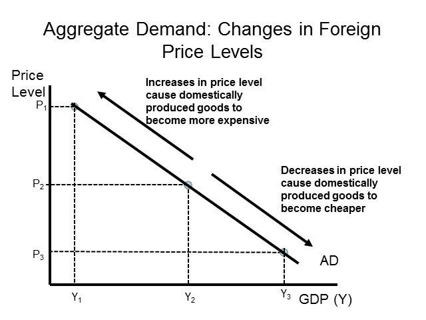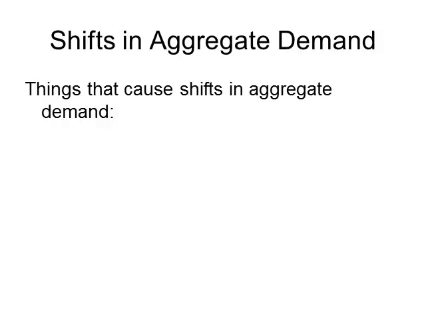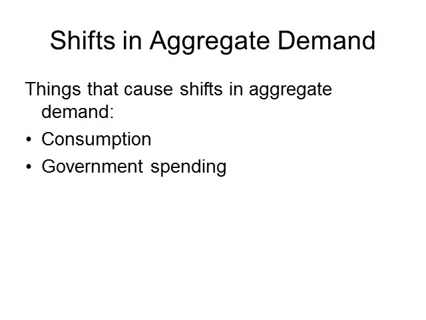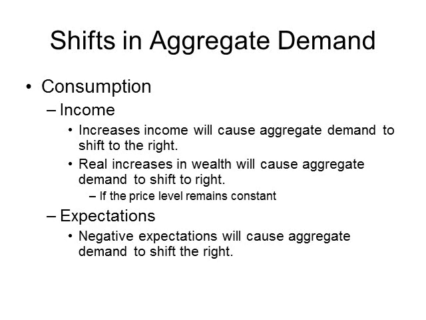Increases in the price level will also cause domestically produced goods to become more expensive, and decreases in the price level will cause domestically produced goods to become cheaper. There are 4 things that cause aggregate demand curves to shift. They are consumption, government spending, investment, and net exports.